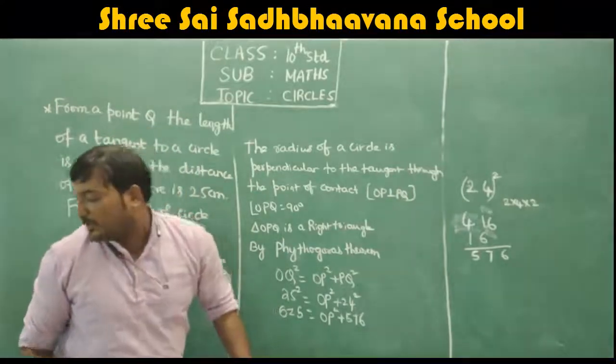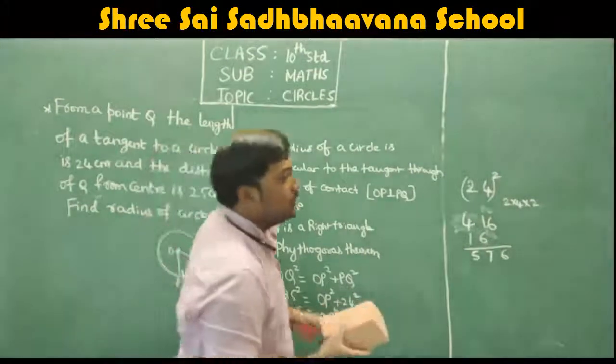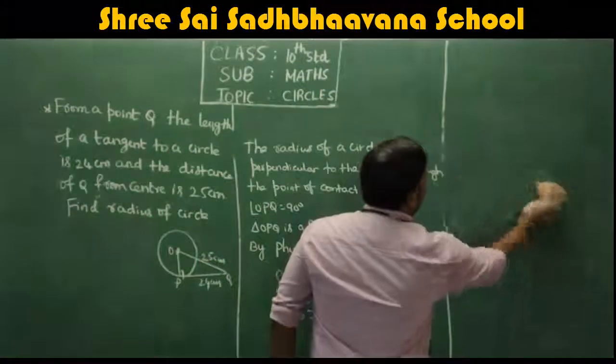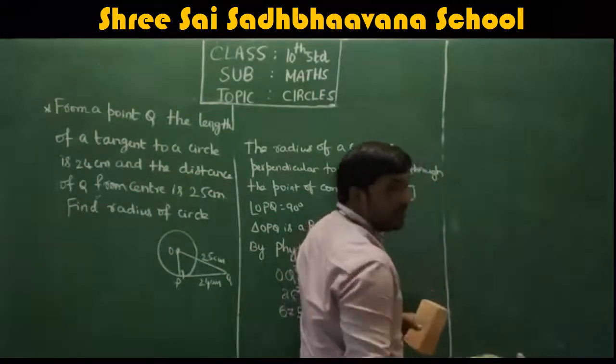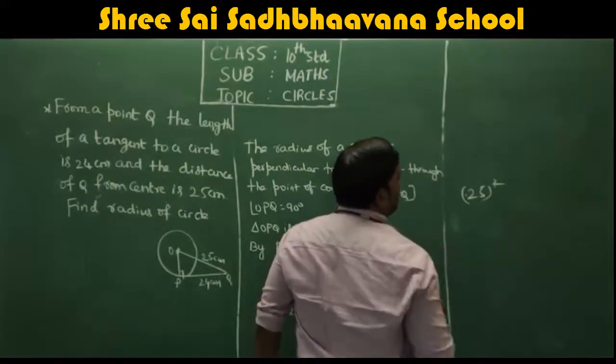Okay, I will give one more example for that. I will find 25 square, because usually what happens is you will not have much time. If you get something like 88 square, you cannot easily find it, so you can use this. 25 square, how will you find?